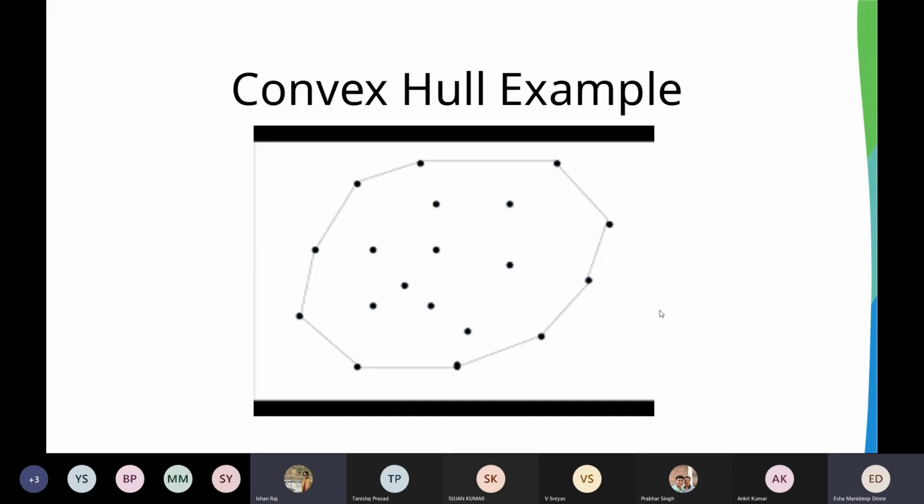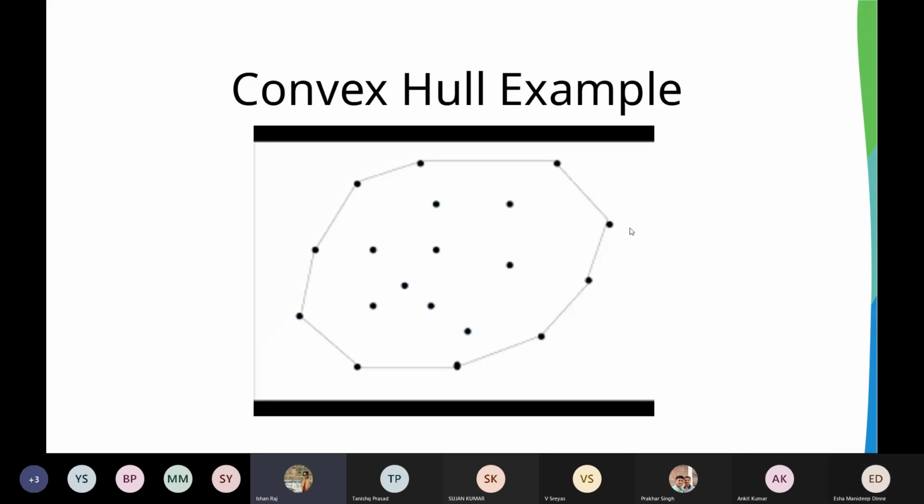Any guesses? I think it will be area. You think it'll be area? Okay, why do you think that? Because we are trying to minimize the region that it is containing.